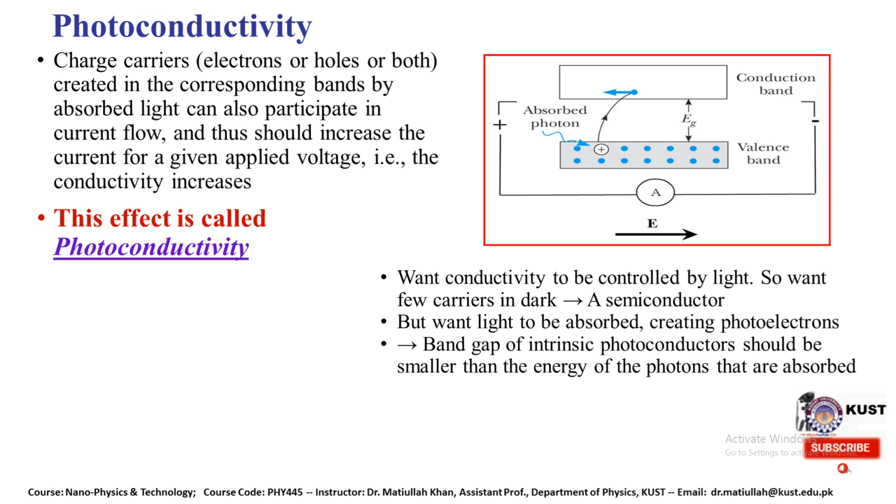Photoconductivity is also a phenomenon relevant to photon absorption, and it improves the conductivity of semiconductor material. In this case, charge carriers, that is electrons and holes, are created in the corresponding bands by absorption of light, and that absorption can increase the number of electrons in the conduction band and the number of holes in the valence band, leading to an increase in current in that semiconductor material. So this is something about the understanding of the optical properties in detail.